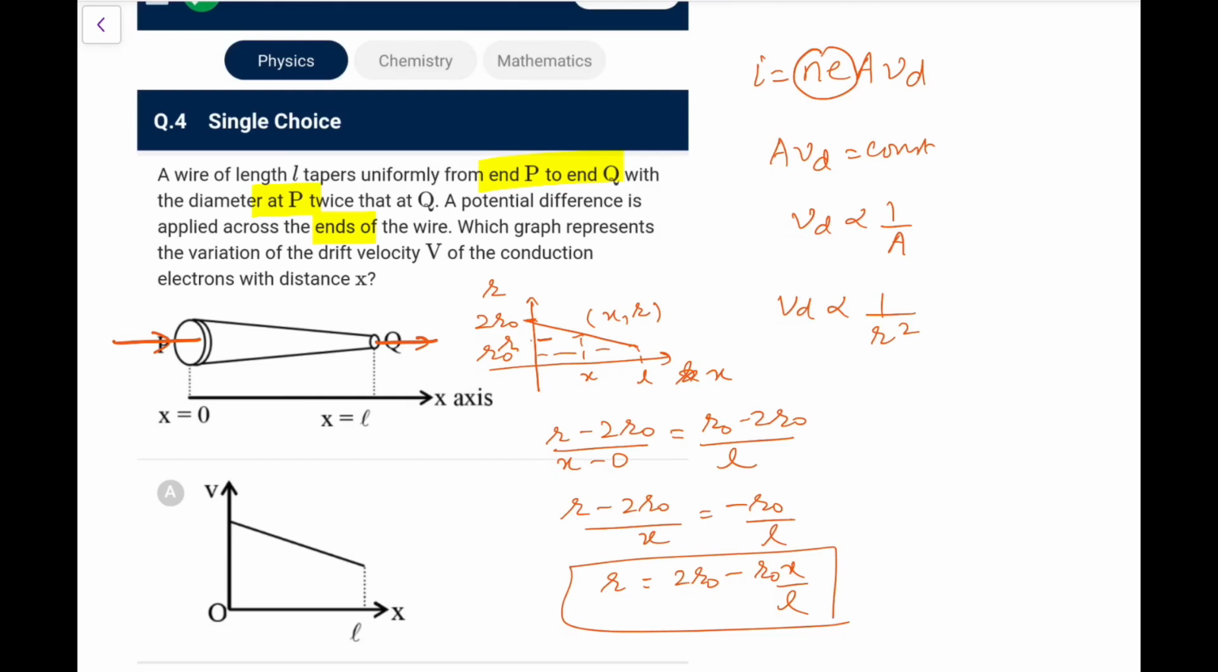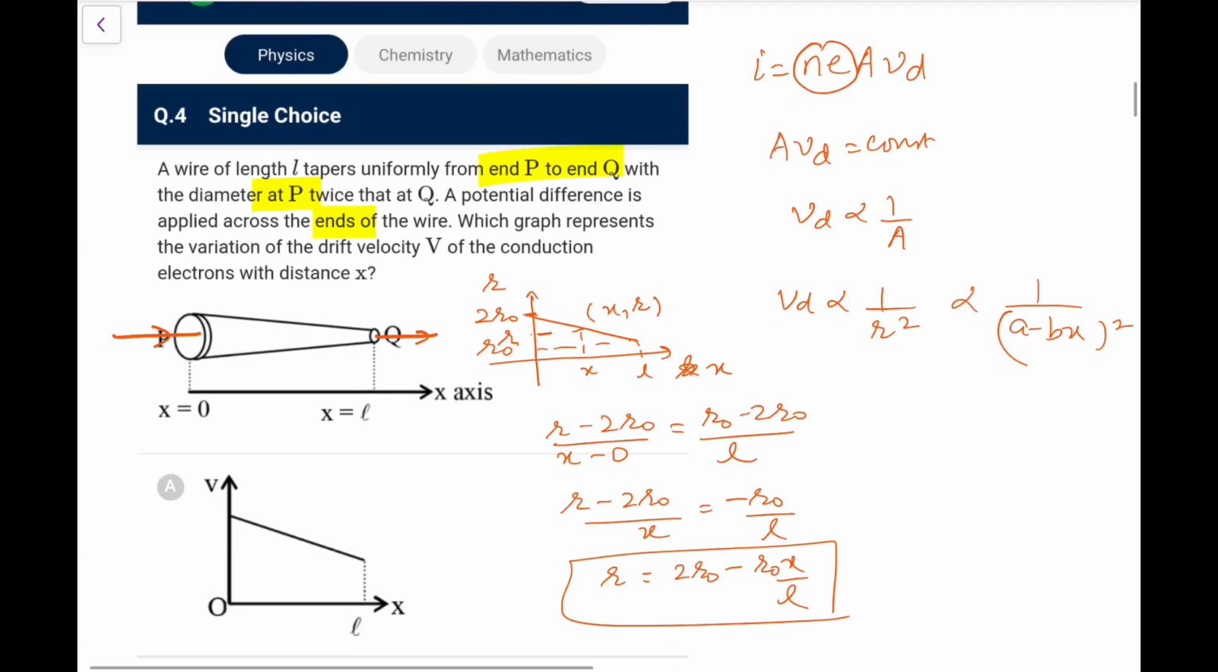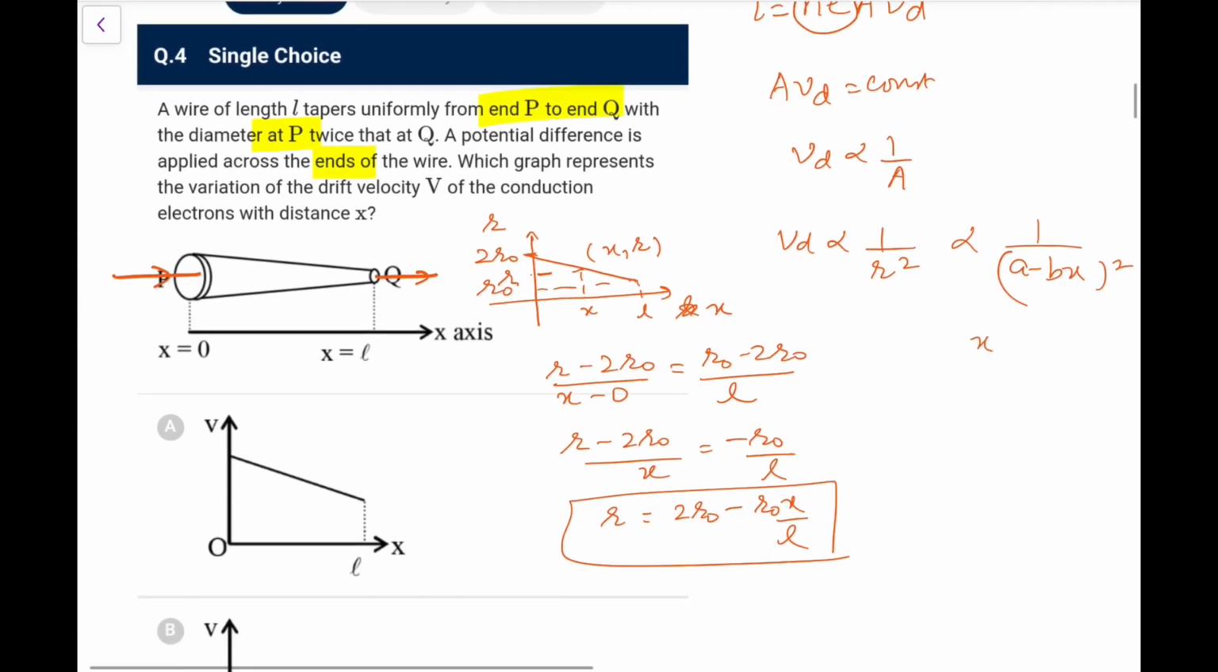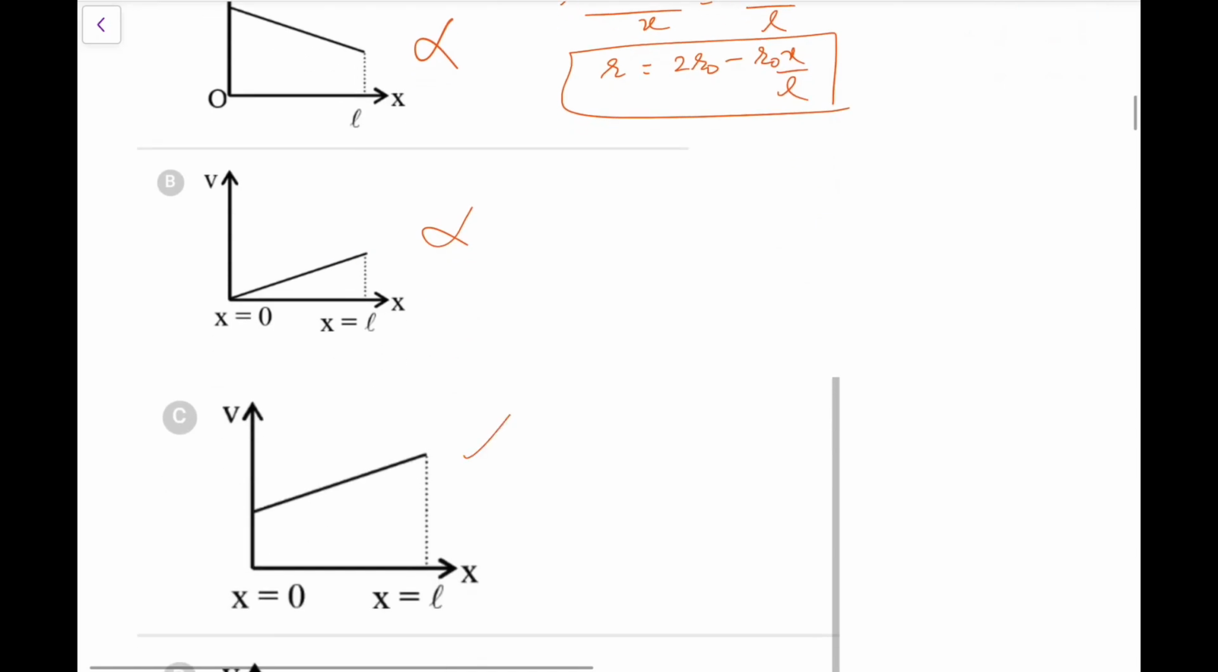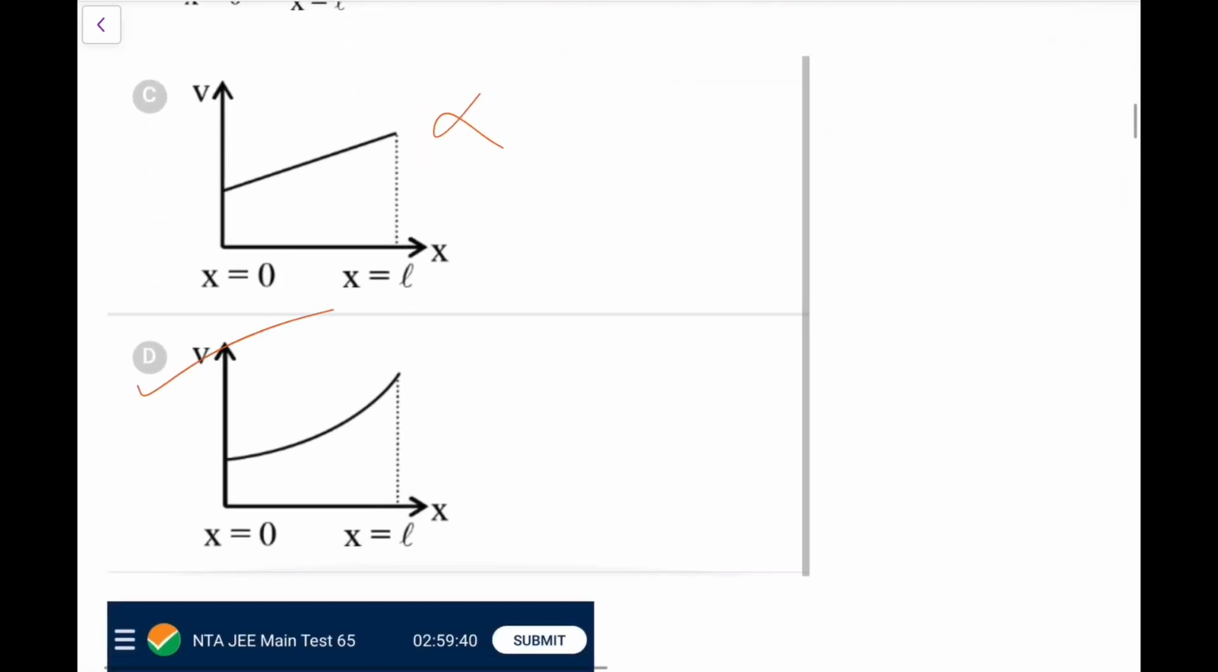So R varies inversely with x, so you can have it like something upon (A minus bx) whole square. So the velocity would be like 1 upon (A minus bx) whole square. That means as x increases, this denominator keeps on decreasing. So as the denominator decreases, the drift velocity will increase, but it won't be a linear one. So it should increase, not decrease, and not be linear. So we are left with only one choice, that is option D. You can directly make it out.